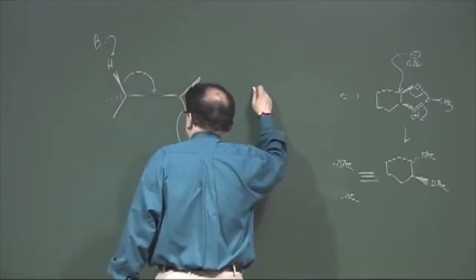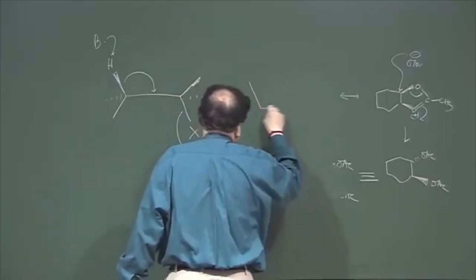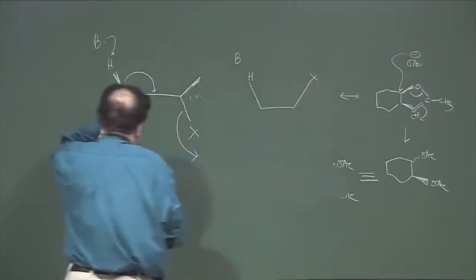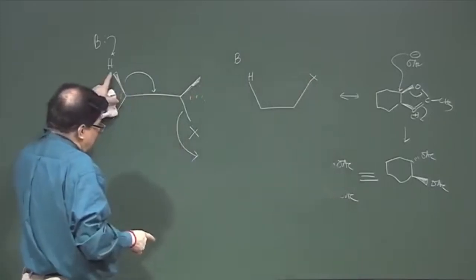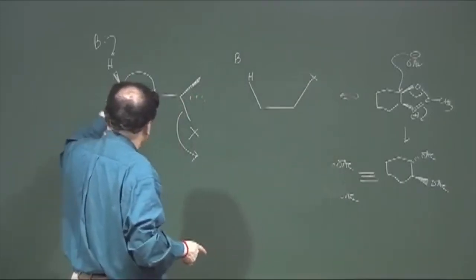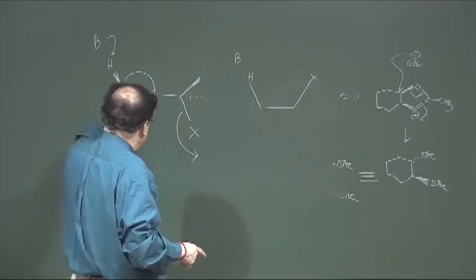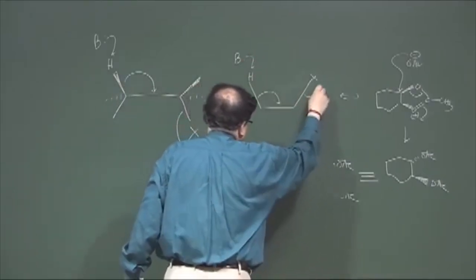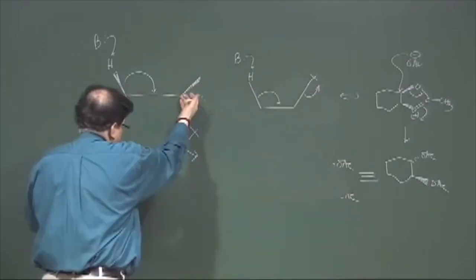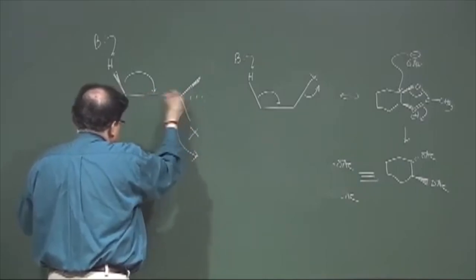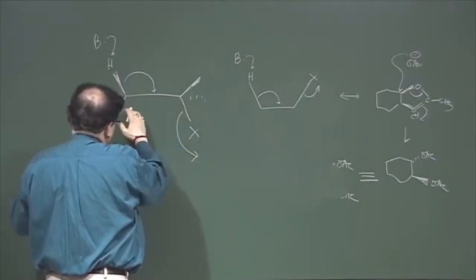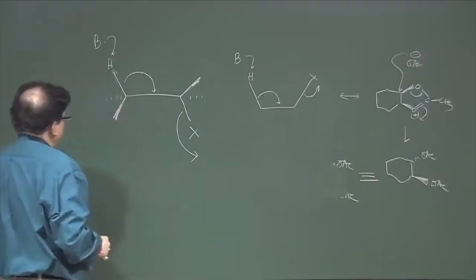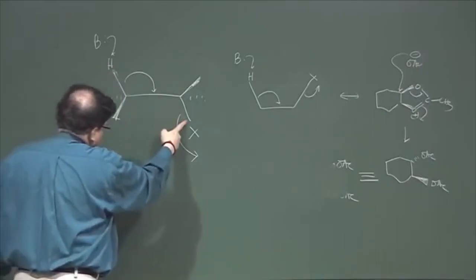Now, there are two possible ways you can write this: either it could be a syn type orientation, or it could be an anti type orientation between the CX and the CH, that means the two leaving groups, because here hydrogen is lost, X is lost. So the two leaving groups can be anti to each other, or they could be syn to each other. But the most important thing is that they should be periplanar, meaning the plane containing these bonds and the plane containing this hydrogen, and this is the beta bond. So this CH and this CX should be periplanar.